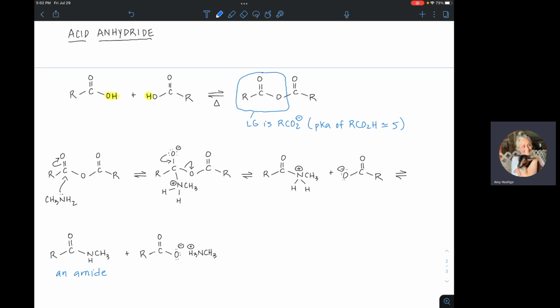They're pretty reactive, so usually you keep them under argon or under nitrogen in either the fridge or the freezer, because if you let water get near these, you'll crack them open and you'll just have two carboxylic acids staring at you.